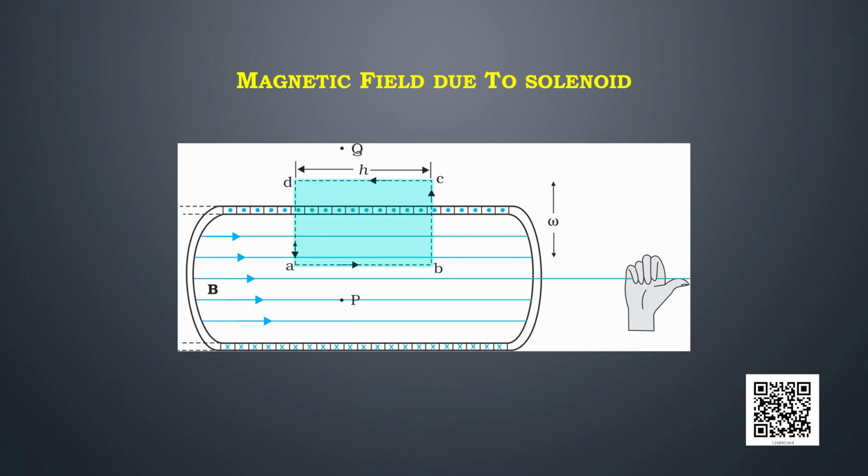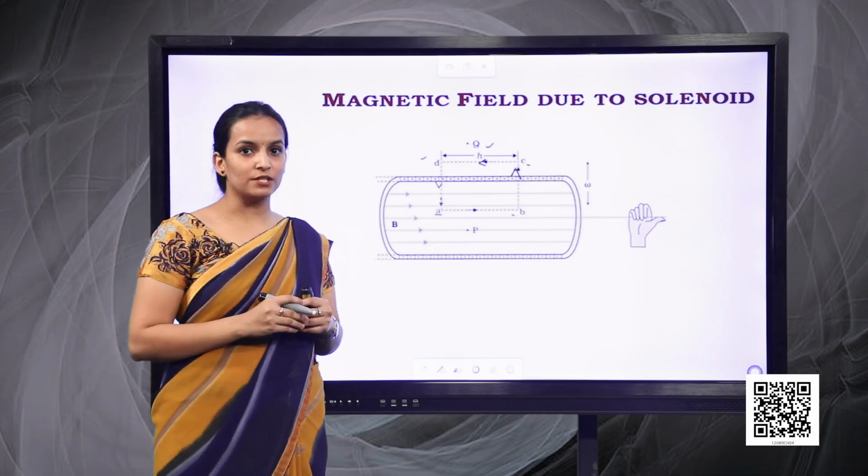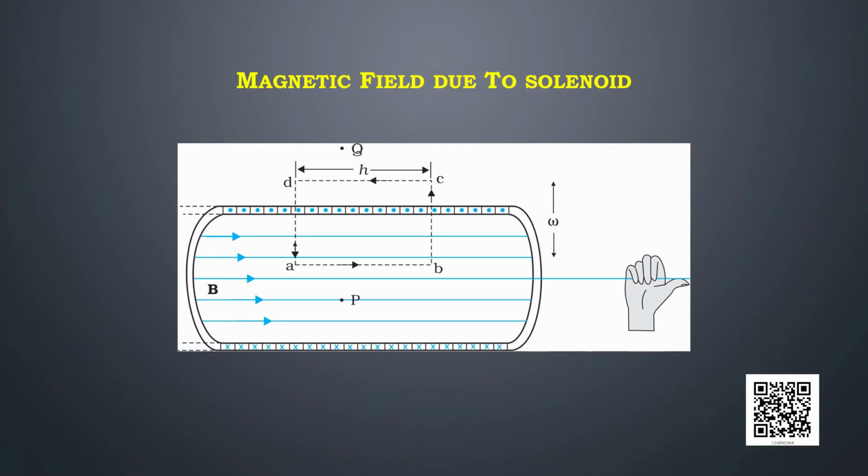Consider a rectangular component, and this is Amperian loop ABCD. Along CD, the field is 0 because it lies outside. Along transverse sections BC and AD, the magnetic field component is 0. That means there is no tangential component of the magnetic field. Thus, these two sections make no contribution.